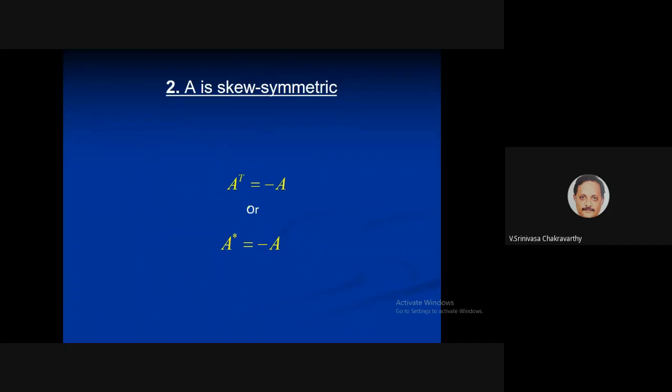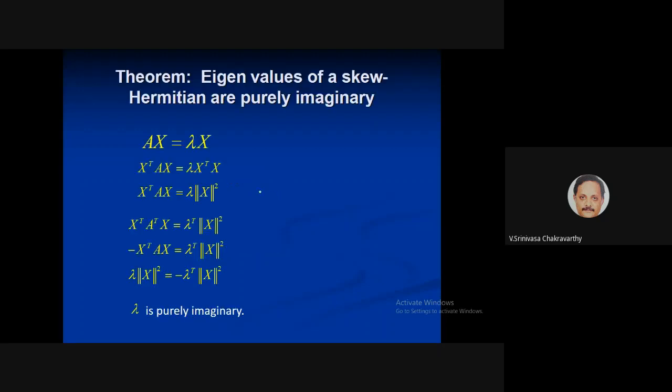Similarly, for skew Hermitian matrices, defined as A transpose equal to minus A, the eigenvalues are purely imaginary. How do you show that? Again, start with the same eigenvalue equation, Ax equal to lambda x, and multiply by x transpose on both sides: x transpose A x equal to lambda x transpose x. Then take the transpose on both sides. That will be x transpose A transpose x is equal to lambda star, which is the same thing, times mod x square. Since A transpose is minus A, that minus comes out, and this is mod x square.